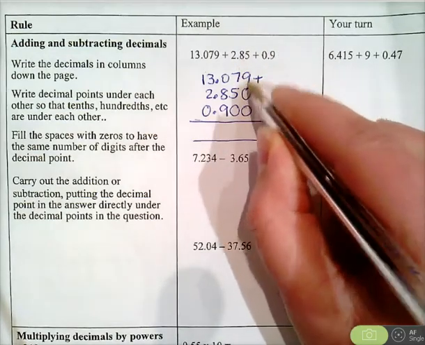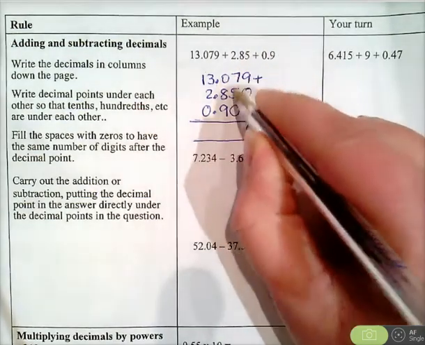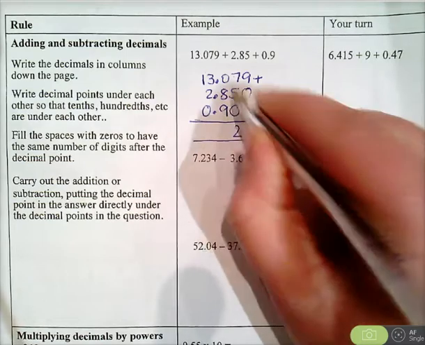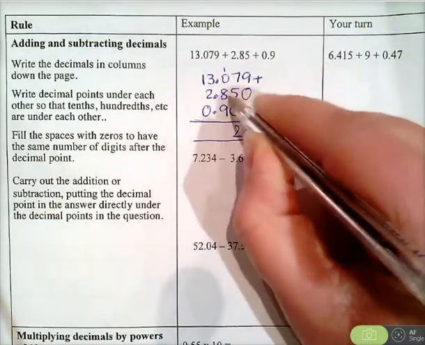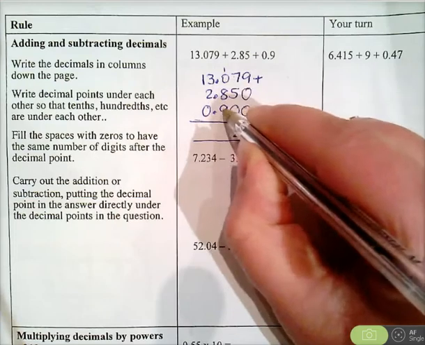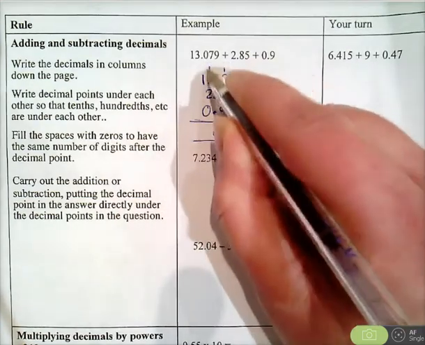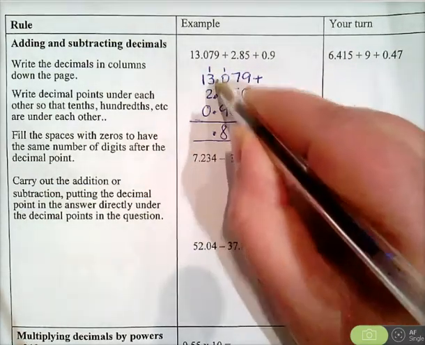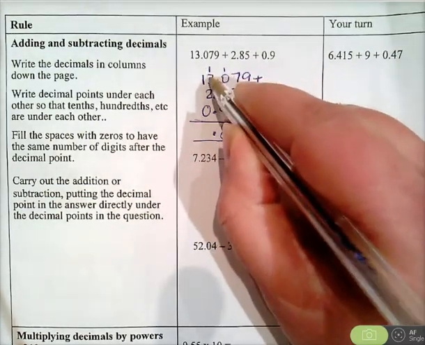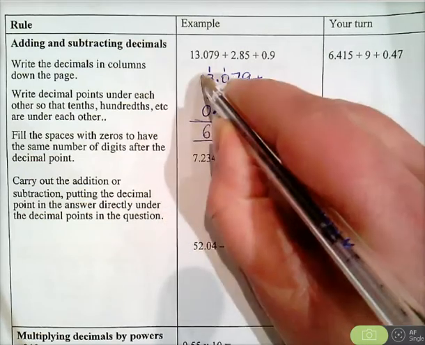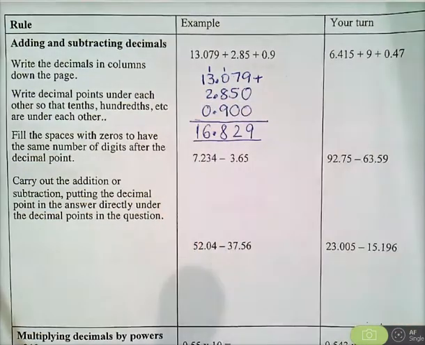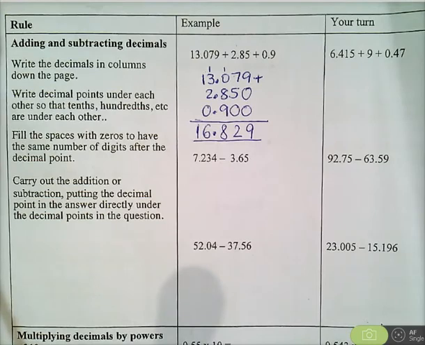Okay, so 9 plus 0 and 0 is 9, 7 plus 5 and 0 is 12, carry the 1. And we've got 1 plus 9 is 10, plus 8 is 18. So we'll carry that over there, the 1 there. We put our decimal point next, and 1 and 3 is 4, plus 2 is 6, and 1 just in this column is 16. So therefore your first answer is 16.829.